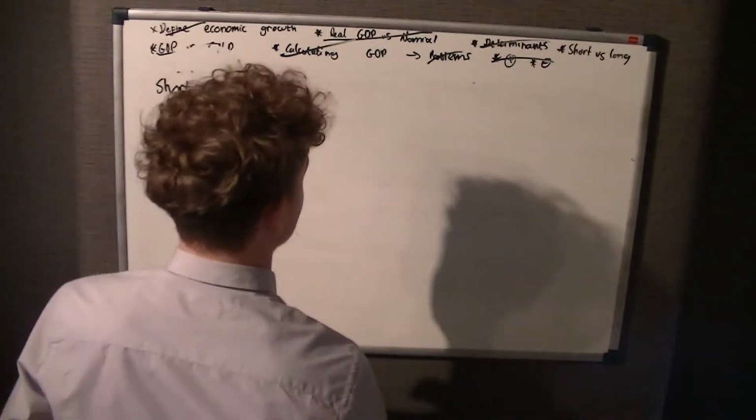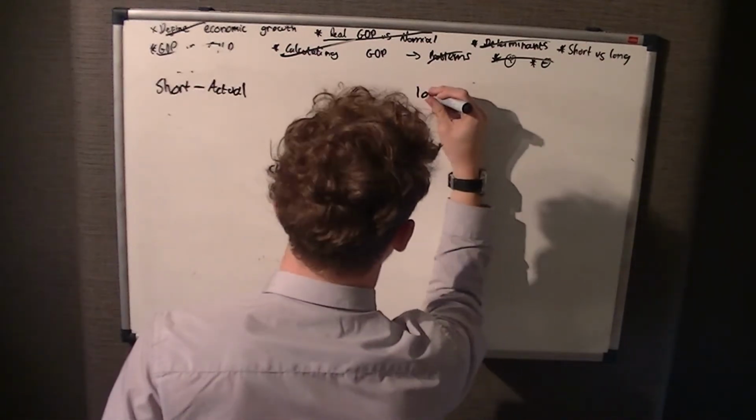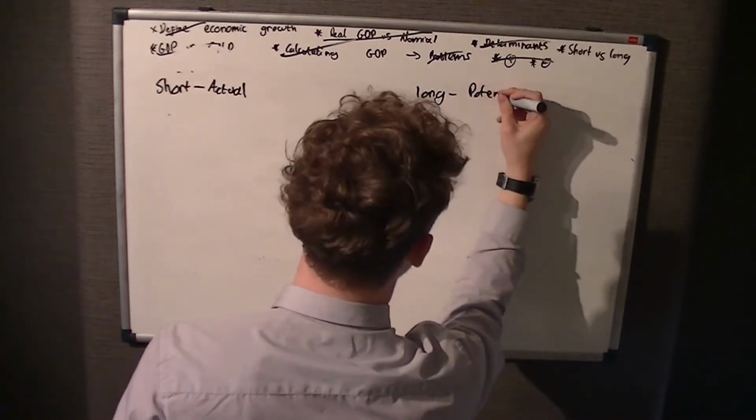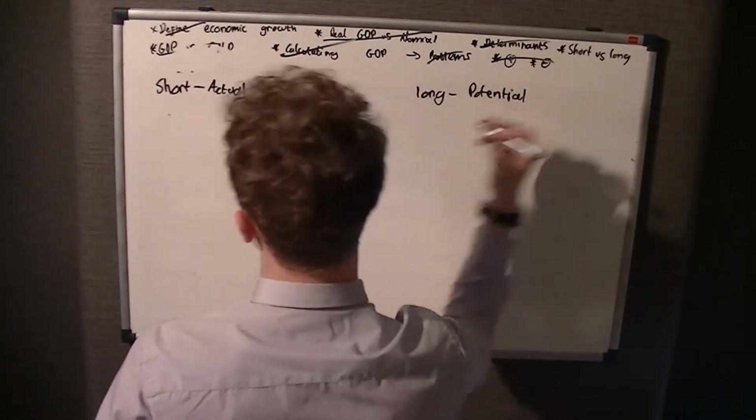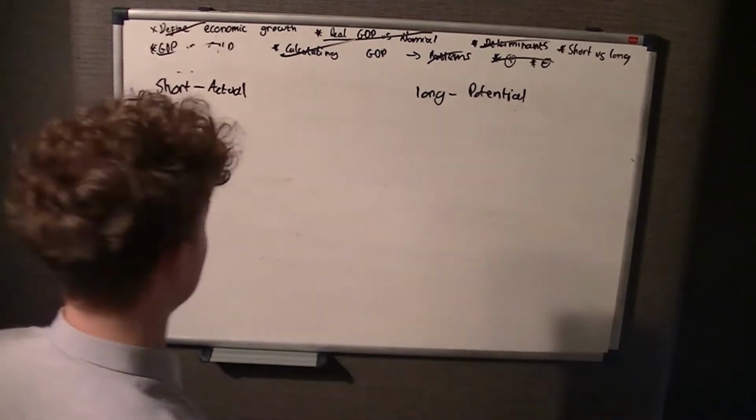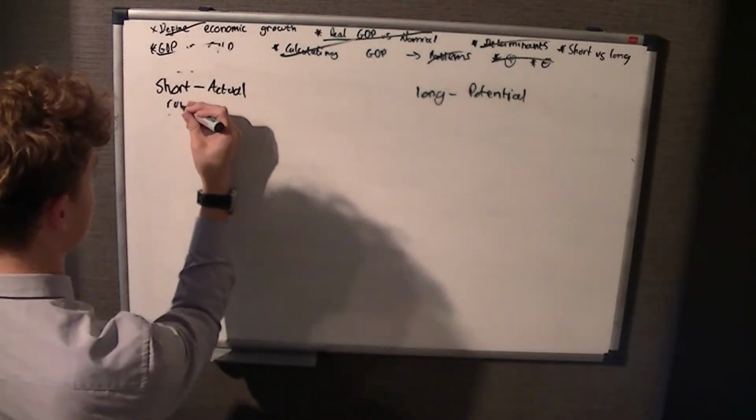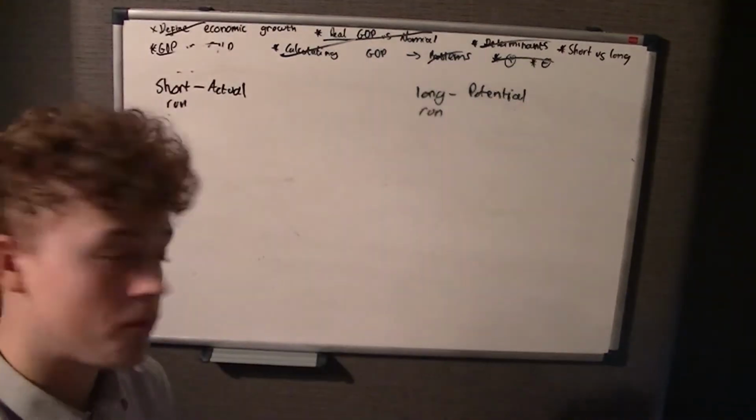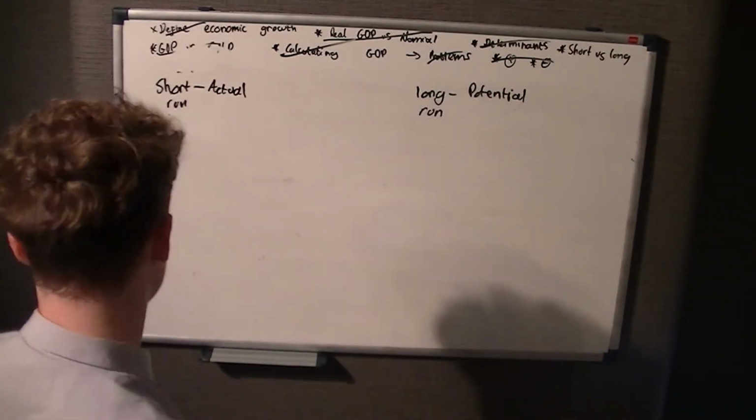So short is actual, which means it happens now. Long is potential, which means it happens in the future. So potential. They're just another way of saying short run economic growth and long run economic growth. I just put run underneath, in case you forget that. So how can we show these on diagrams, for example?